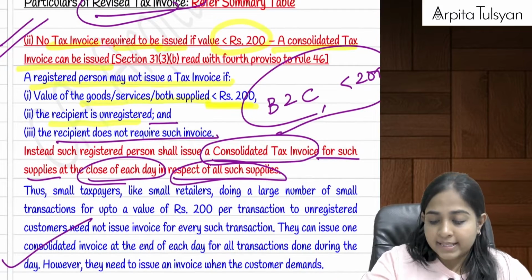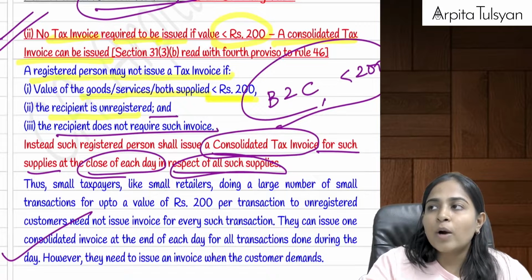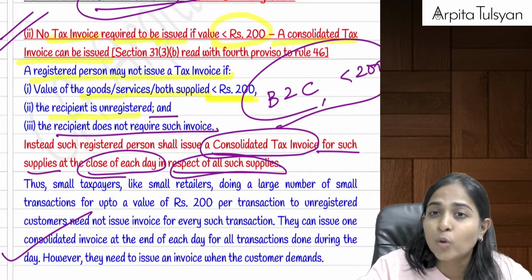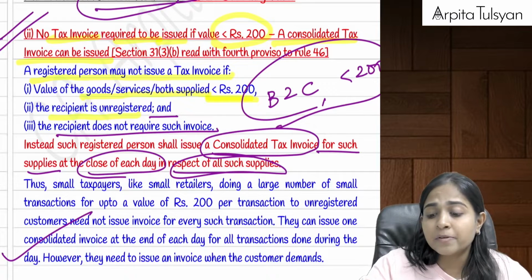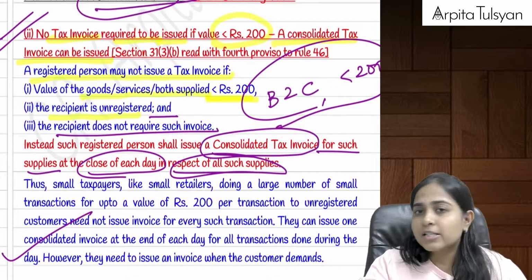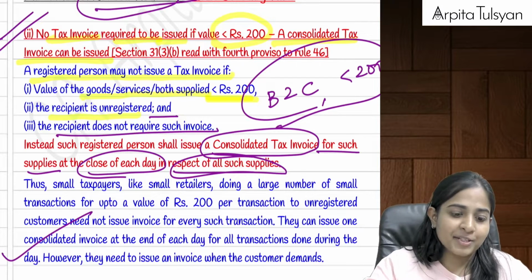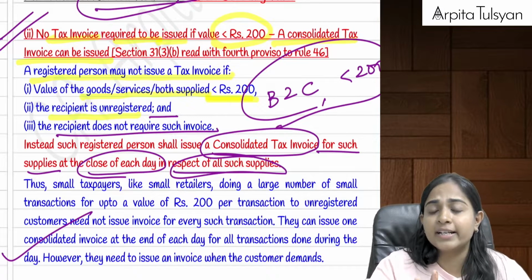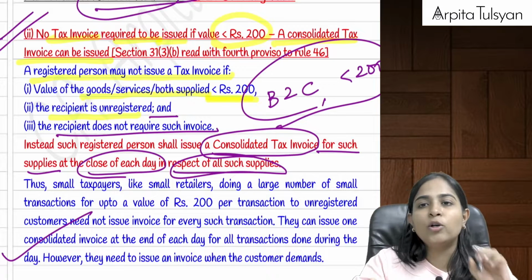Acha, one more exception that has been given here is, suppose you have done a supply whose value is less than rupees 200, and the supply has been done to an unregistered person who does not need a tax invoice. Then in that case, provided the value is less than 200, the supply is done to an unregistered person and he does not require a tax invoice, there is no need to issue a tax invoice.